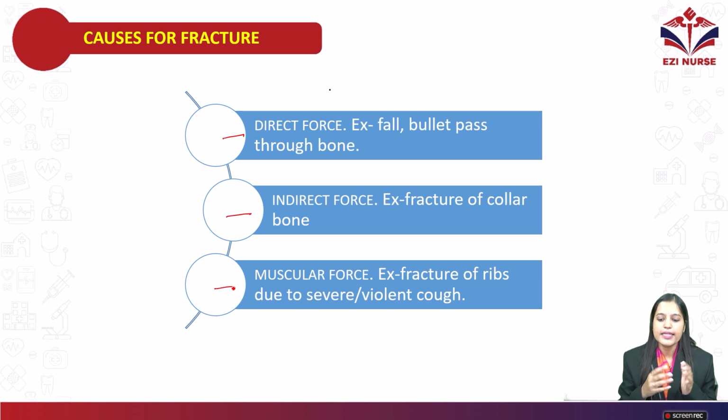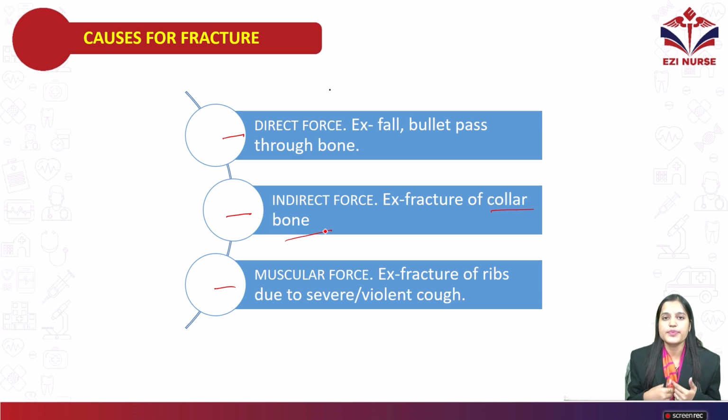Indirect force means the bone breaks away from the main point. Suppose a fracture of the collarbone, that is an indirect force. Then muscular force is very rare. It occurs due to severe contraction of the muscles. When there is a severe contraction of the muscle, what will happen? Fracture of the ribs due to excessive, violent or severe coughing. Then what will happen?